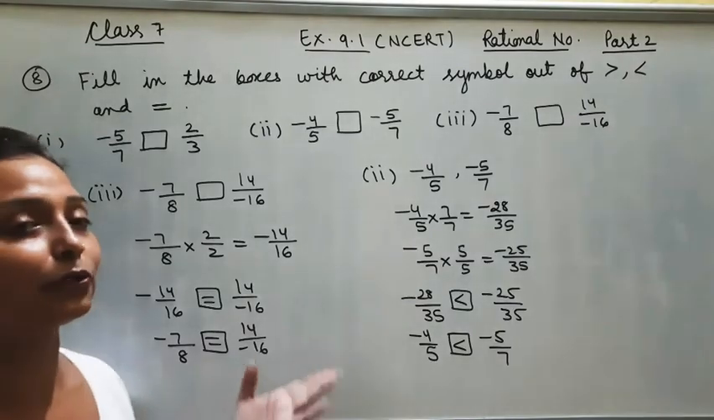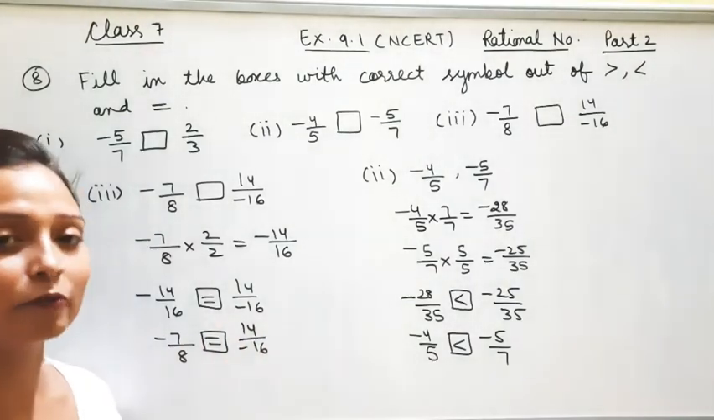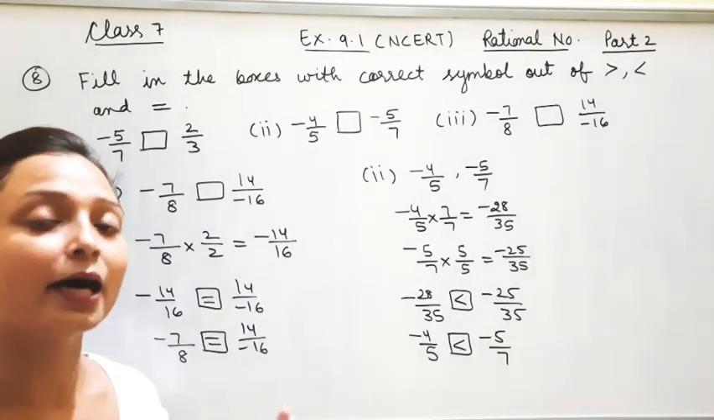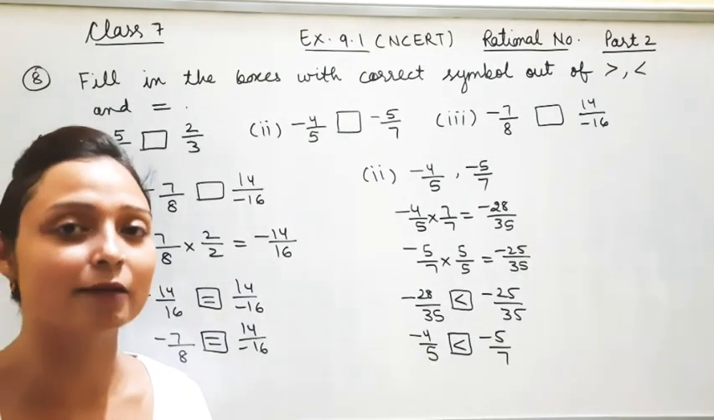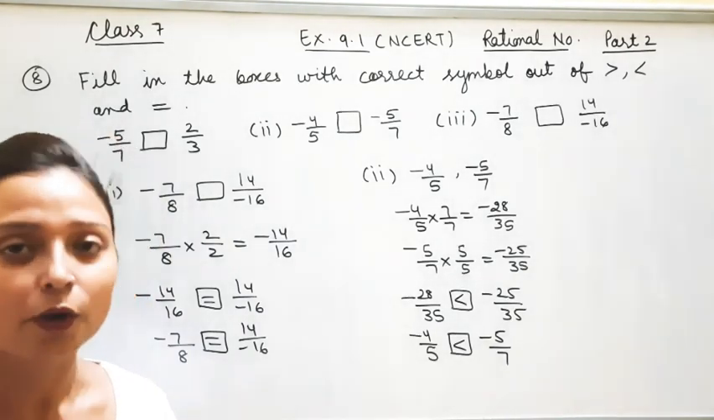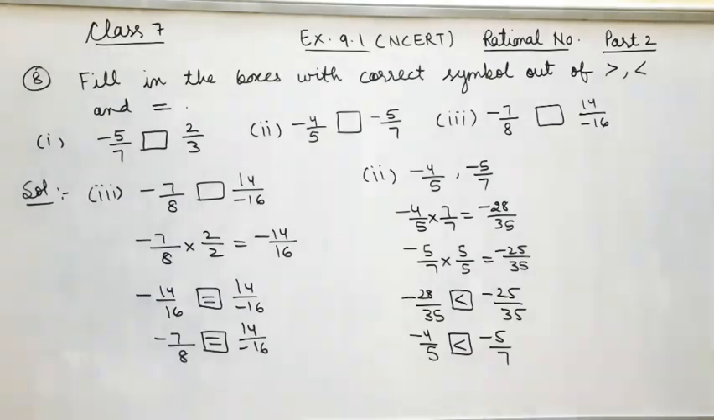So this is the way to solve these types of questions, in which you first have to make the denominator the same, and after making the denominator the same you have to compare the numerators according to their numerical values. Okay, now come to the next question.